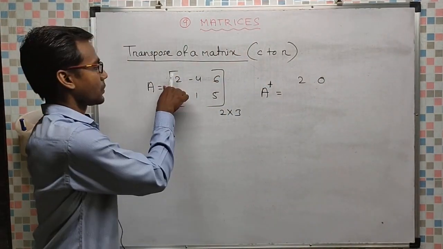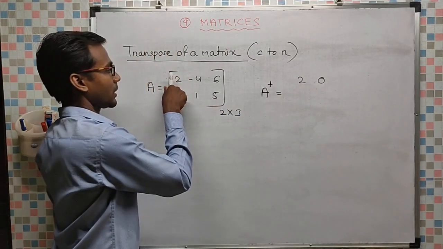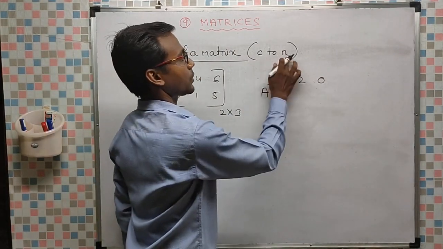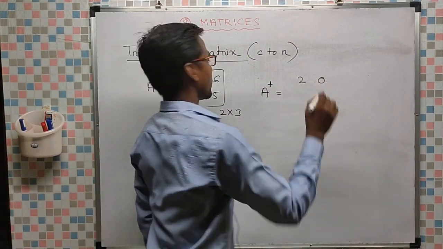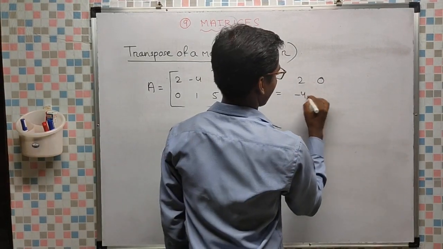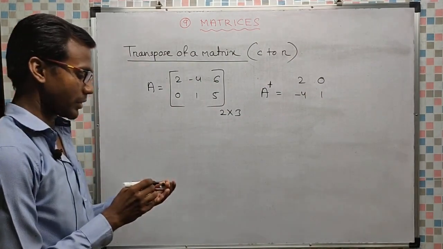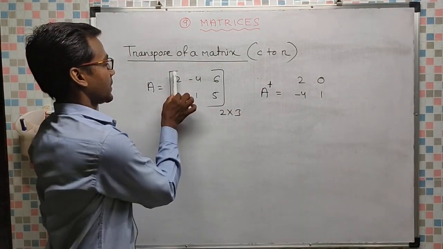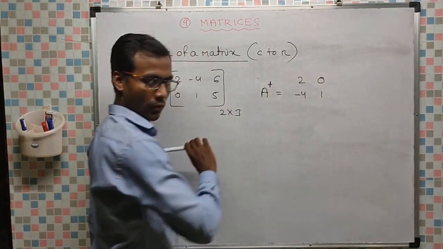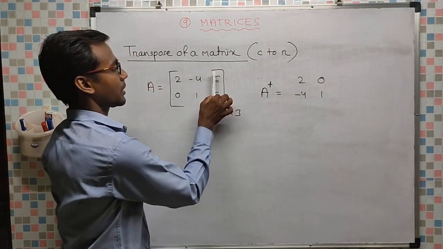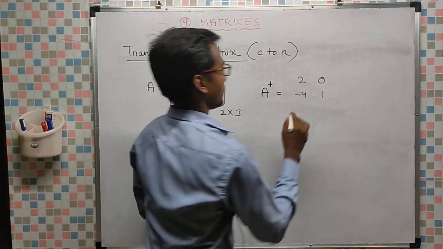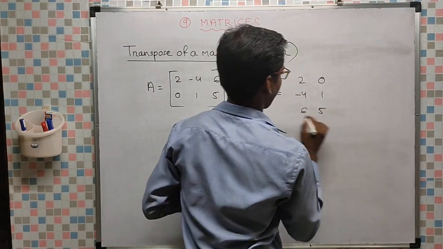Okay. 2 0 became 2 0. First column became first row. So column to row. Okay. The second column will become the second row. So minus 4 1. I think you are able to understand. First column became first row. Second column became second row. Third column will become third row. So 6 comma 5.